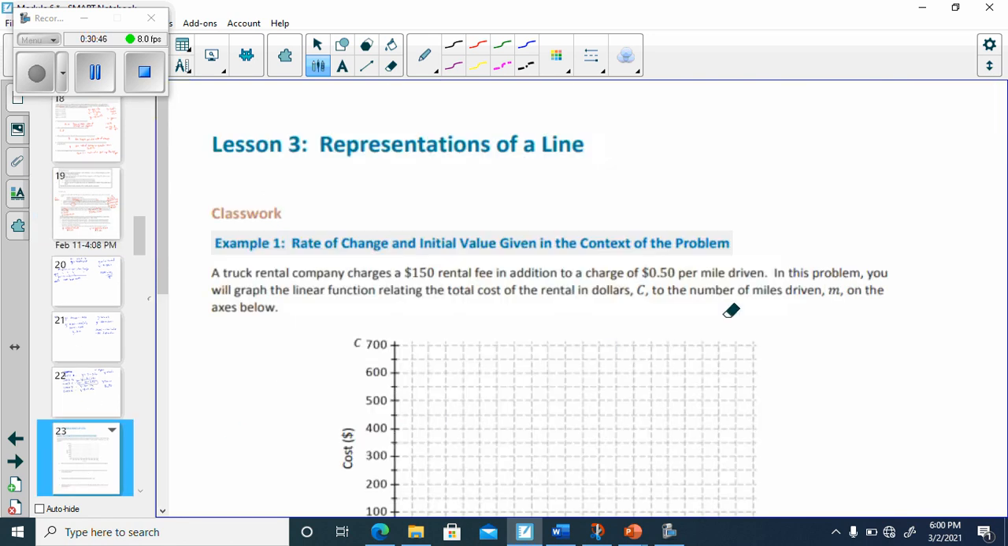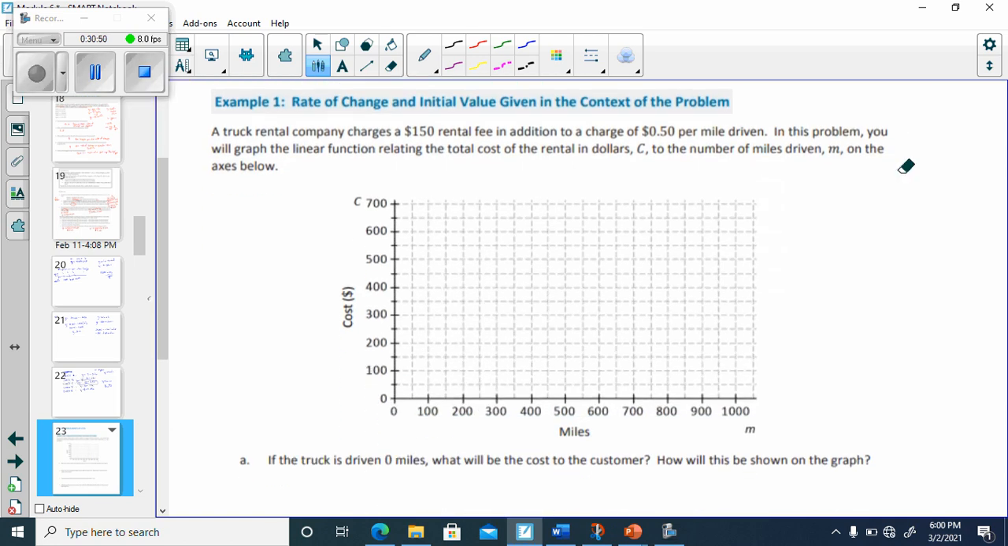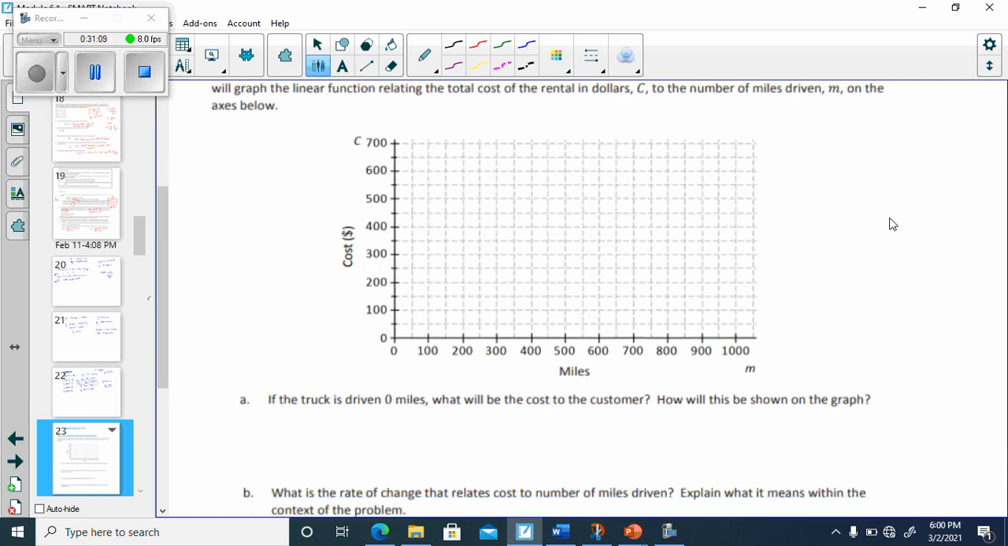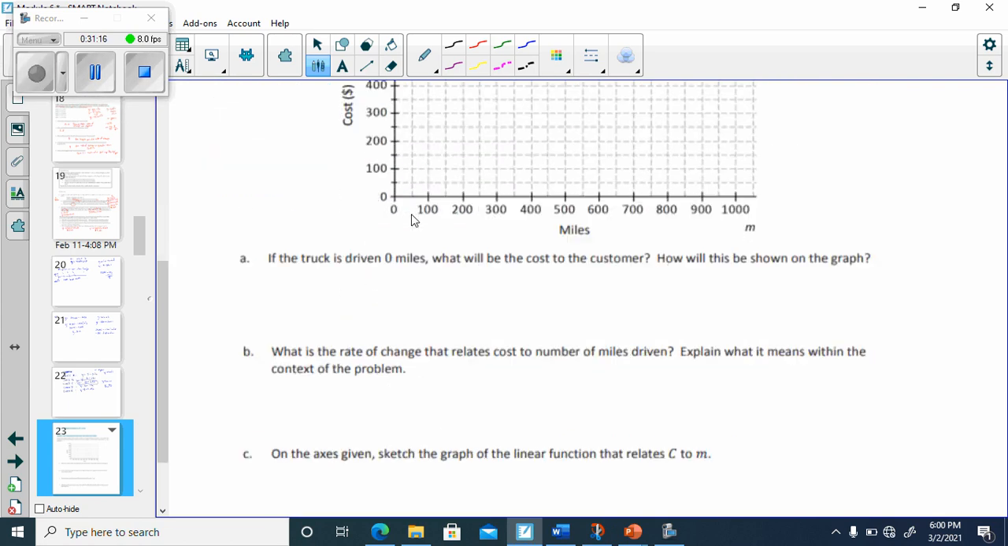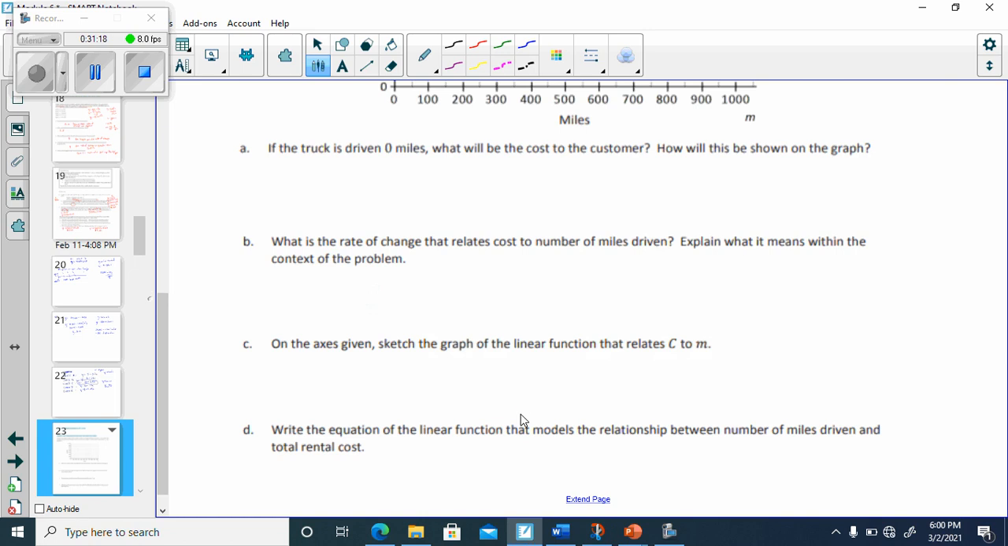Okay, now let's look at lesson 3, representations of a line. A truck rental company charges a $150 rental fee in addition to a charge of 50 cents per mile driven. In this problem, you'll graph the linear equation relating the total cost of rental dollars C to the number of miles driven M on the axes below. So first off, I want to write the linear equation first. I think that's actually D.